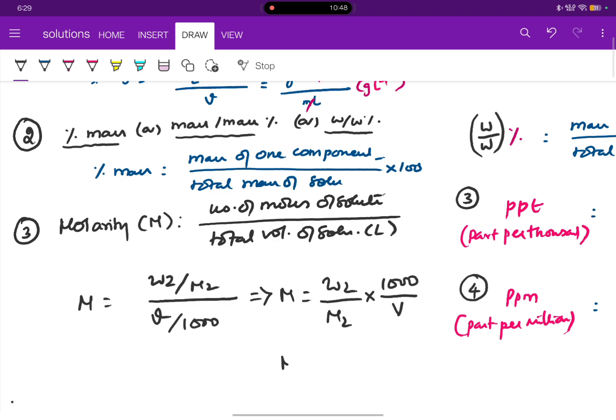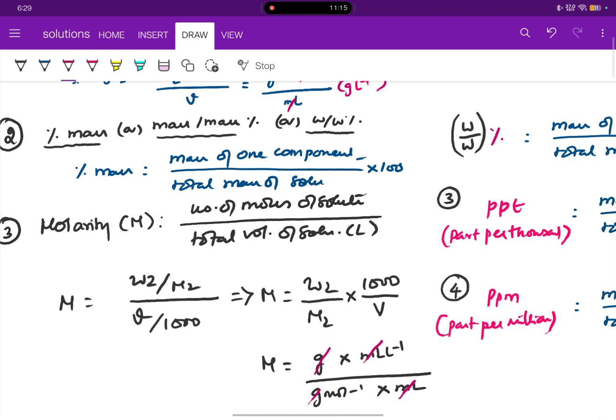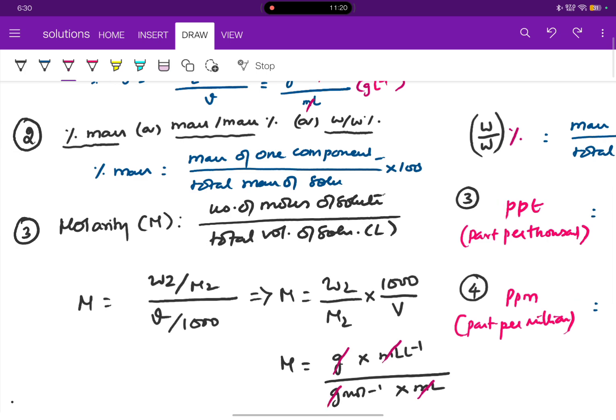Unit போடலாமா? M is equal to gram, 1000 ml per liter, divided by molar mass is gram per mole into volume in ml. Volume ml இருந்தால் தான் you have to multiply by 1000. இல்லைனா you should not do that. So ml will get cancelled. Gram will get cancelled. So the unit for molarity would be mole per liter.